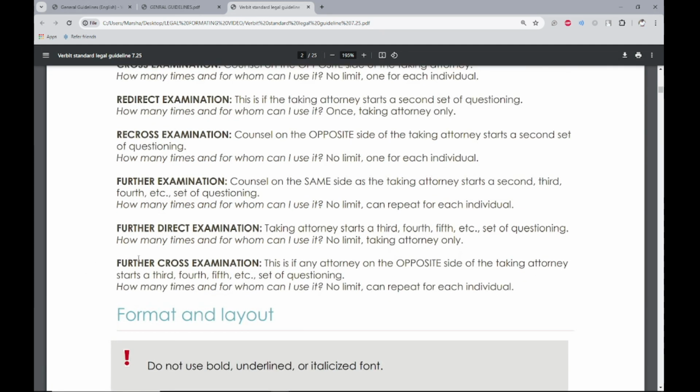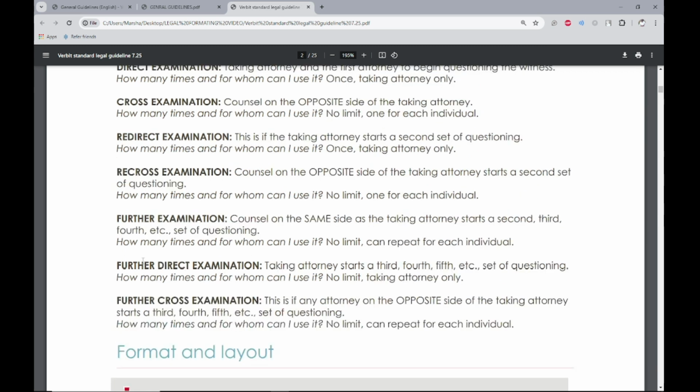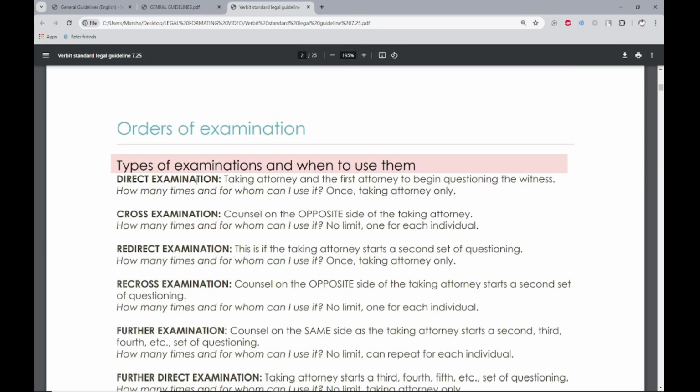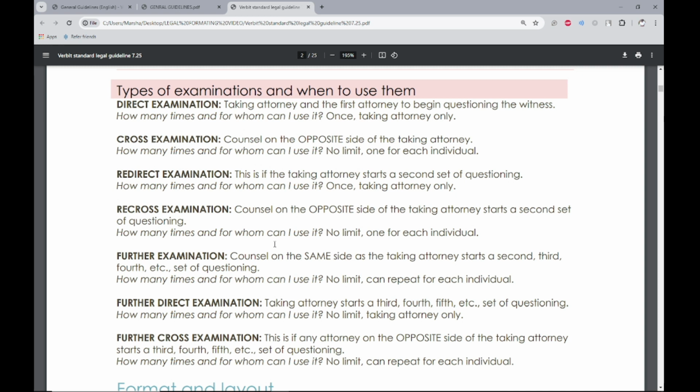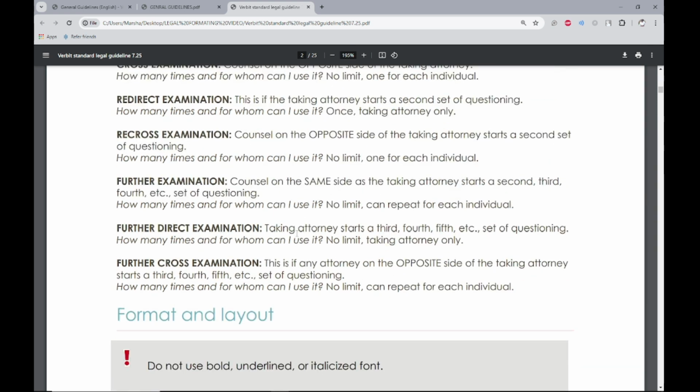All right. And as you can see here, that's how they follow. You can't put them in any order, they have to follow the way you are seeing them here. So we start from direct examination, then we have cross examination, counsel on the opposite side of the taking attorney. Then we have redirect examination. This is if the taking attorney starts a second set of questioning. All right. Then we have recross examination. Counsel on the opposite side of the taking attorney starts a second set of questioning. All right. Then we have further examination. Then we have further direct examination and further cross examination.